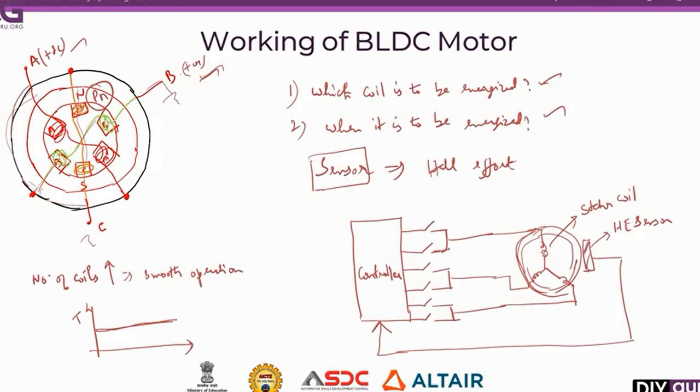See here, these are switches. Only one switch will be turned on in each pair. We have 3 pairs. Only one switch from each pair will be turned on, such that two coils are connected. This controller will decide the switching pattern of this motor so that you will get a continuous speed as well as torque operation. This is about the working of the BLDC motor.